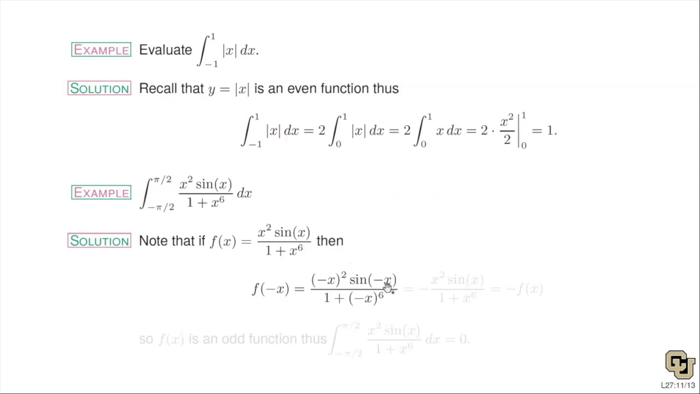But sine of negative x is an odd function. Sine of negative x equals negative sine of x. And here it turns out the integrand is an odd function. And so when you integrate an odd function from minus a to a, in this case, minus pi over 2 to pi over 2, the answer is 0.